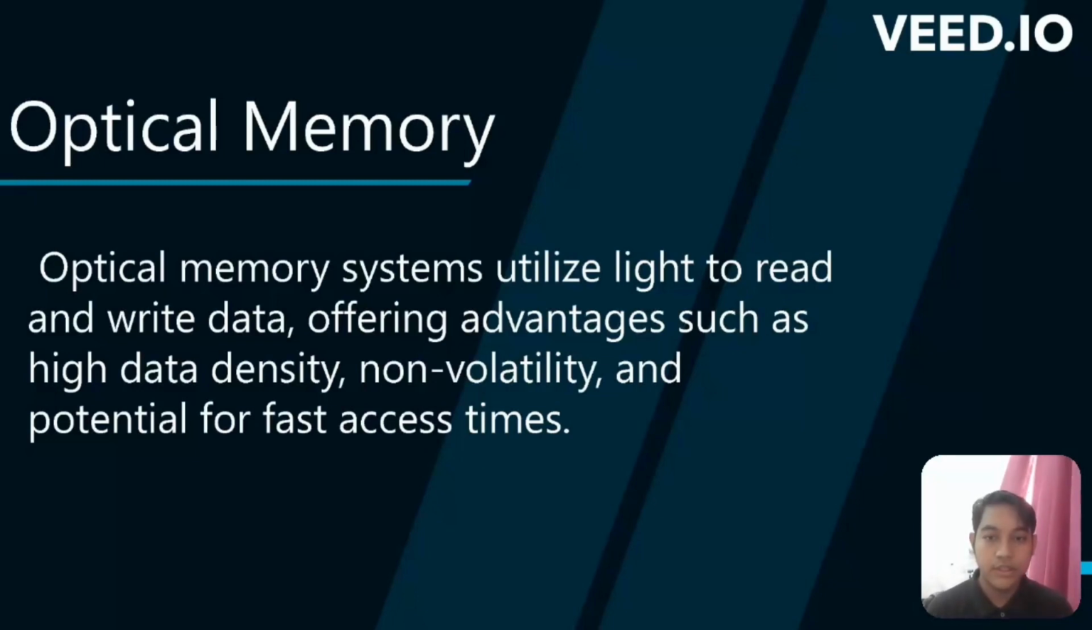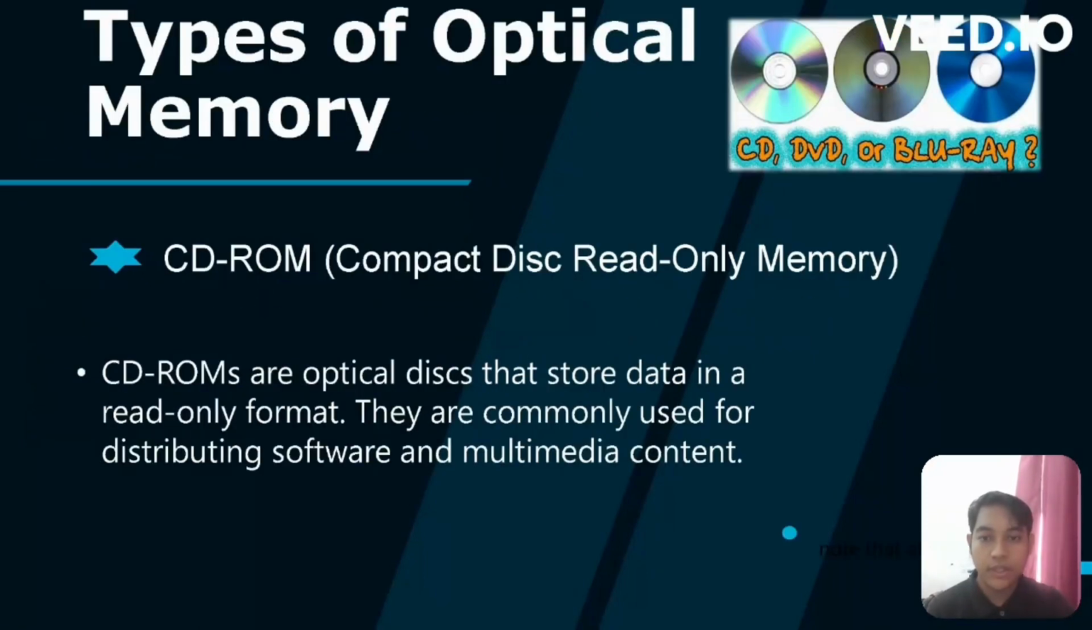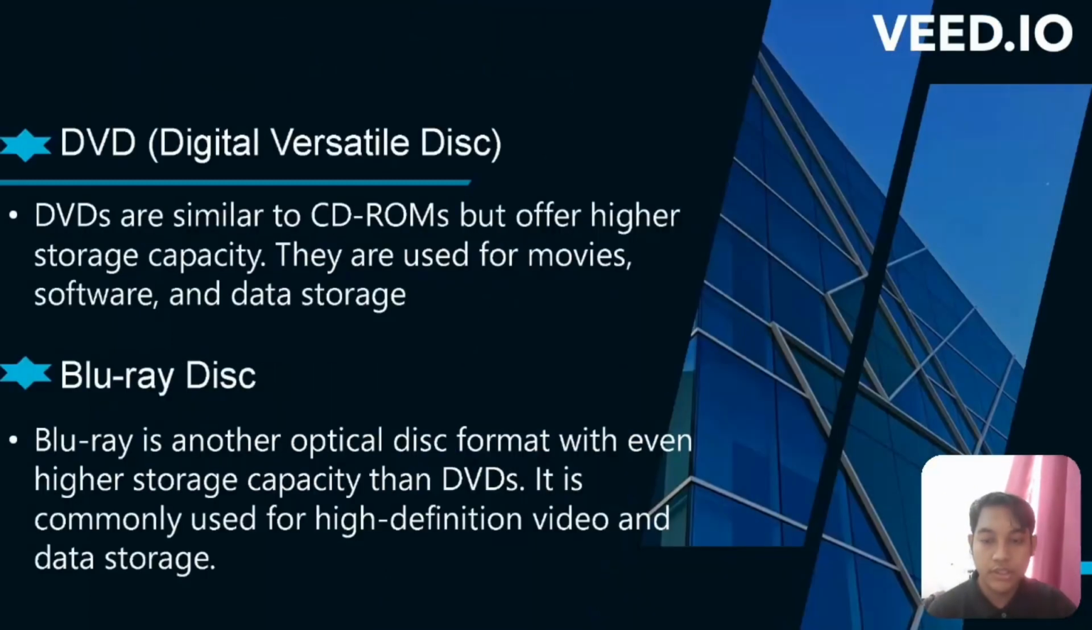My topic is optical memory. Optical memory systems utilize light to read and write data, offering advantages such as high data density, non-volatility, and potential for fast access time. There are a couple of types of optical memory. The first one is CD-ROM, also known as compact disc read-only memory. The second one is a DVD, digital versatile disc, and the third one is a Blu-ray disc.